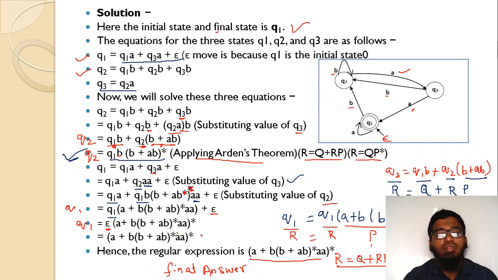After that, we remove the epsilon, giving (A plus B (B plus AB) whole closure AA) whole closure. This is your final answer. Hence, the regular expression is (A plus B (B plus AB) whole closure AA) whole closure. I hope you understand. If you did not understand, no problem, you can message me or contact me, or you can watch this video again, then you can easily understand.